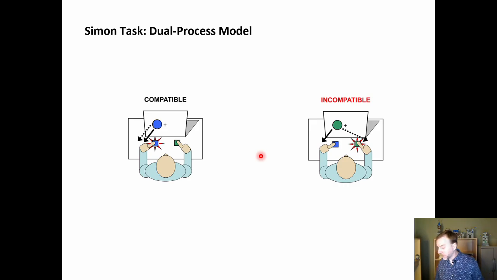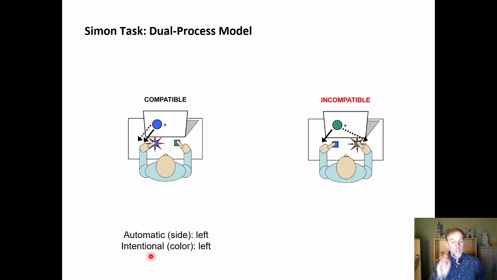How can we interpret this with the dual process model? Well, let's think about this situation. We know this is compatible. So when we see a blue stimulus on the left, the most obvious reflexive thing to do, what our automatic process wants to do, is make a left response. The intentional process is going to think about color. Remember, it thinks about the instructions. The instructions are about color. It's blue. Blue means make a left response. So because those match, we should see a short reaction time.